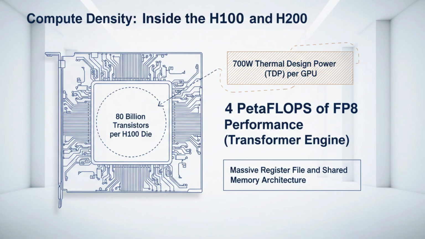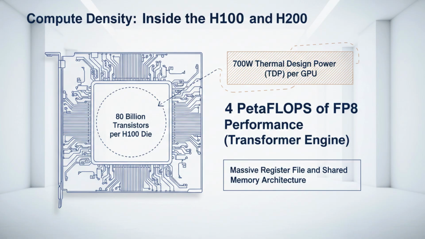To understand the scale, we must look at the individual unit of compute. An H100 Tensor Core GPU isn't just a processor, it's a massive parallel throughput engine. With 80 billion transistors and the capability of delivering up to 4 petaflops of FP8 performance with the transformer engine, the sheer density of compute creates immediate infrastructure challenges.